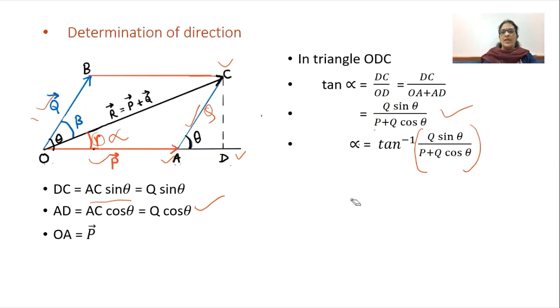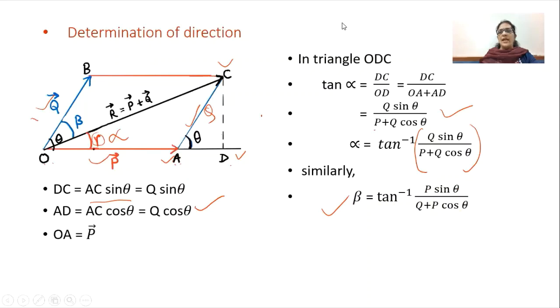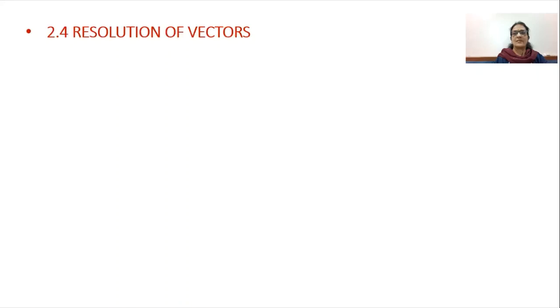Now we do not need to derive again. From this we can directly write that beta is equal to tan inverse of, wherever there is Q, P will come, and in place of P, Q will go. So it is P sin theta upon Q plus P cos theta. So this is about the direction. This completes the law of parallelogram, and using that law of parallelogram, we have found the magnitude as well as the direction of the resultant vector.